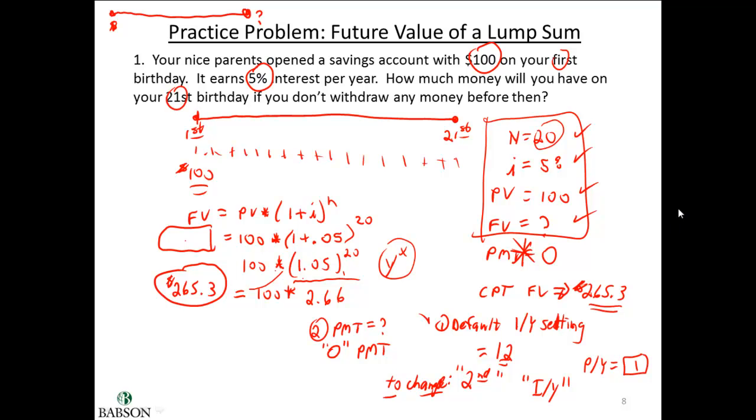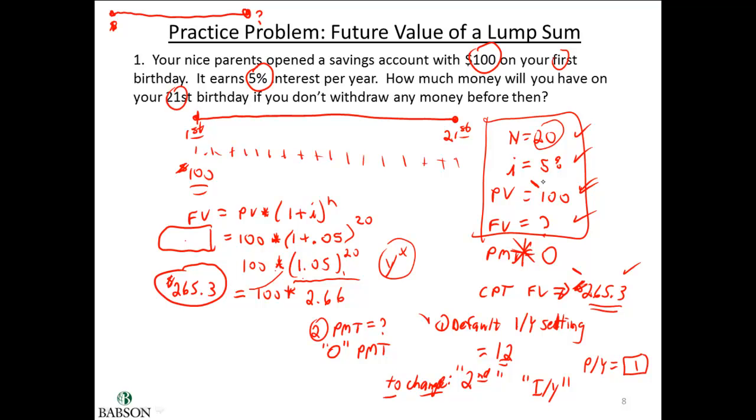Another thing that you may have noticed is that when you computed FV, your calculator didn't give you 265.3, it actually gave you negative 265.3. And the reason is, if you're using a typical calculator, it assumes that if you're putting money into an account at the beginning, then you're taking it out at the end. So it's going to be in the opposite direction as the cash flow that you plugged in previously.